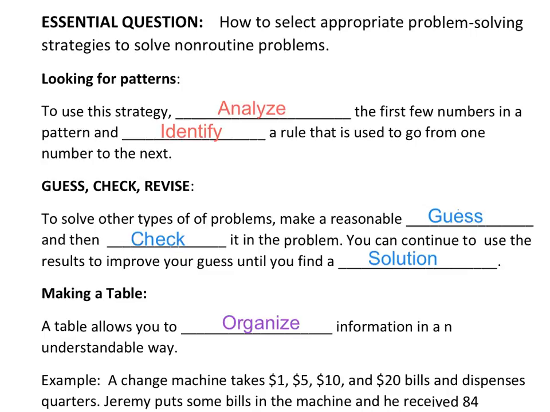When looking for a pattern, to use this strategy, you analyze the first few numbers in a pattern and identify a rule that is used to go from one number to the next. So again, when you're looking for a pattern, you're just looking whether or not you're adding or multiplying a number in the next step or the next part of the problem.